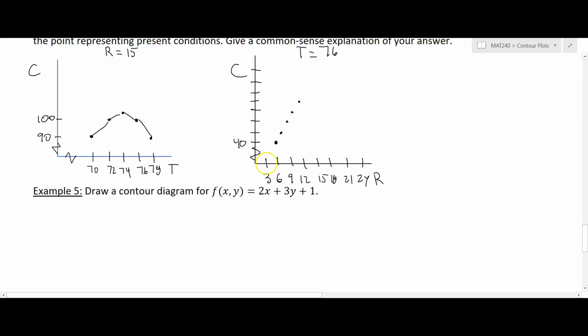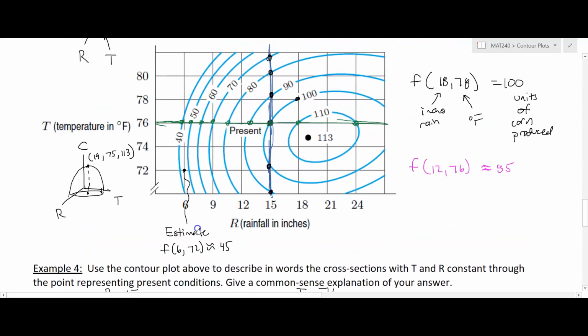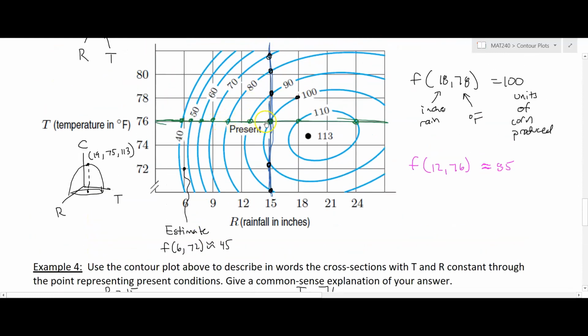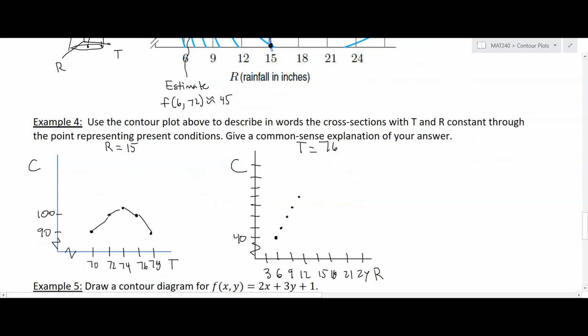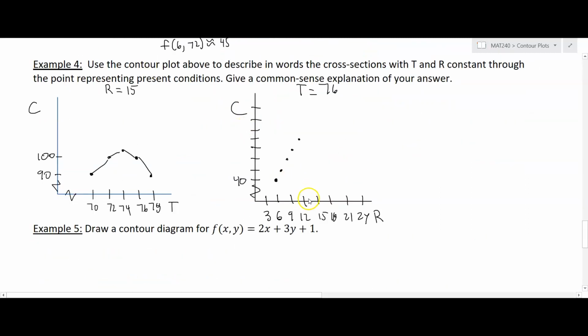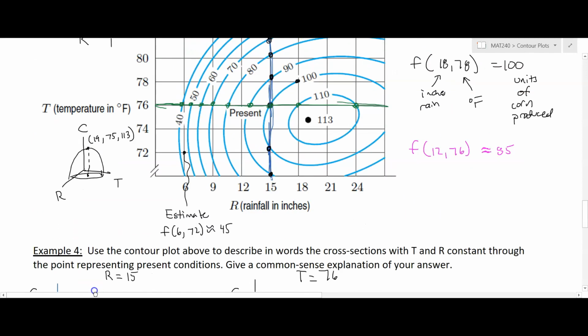So needless to say, we can see that as rainfall goes up, corn production goes up as well. But then we see that the spacing gets a little bit farther apart, so you basically have to travel a longer distance. You have to increase rainfall by a lot more to get a 10-unit increase in your production than you did back here. You can see that the curve is starting to flatten out a little bit. We're not getting as much of an effect from that rainfall.